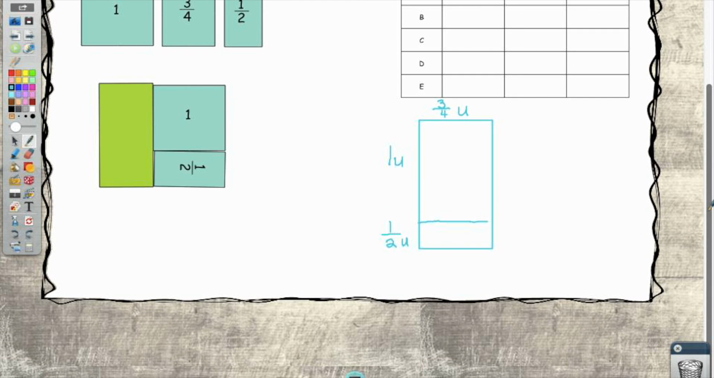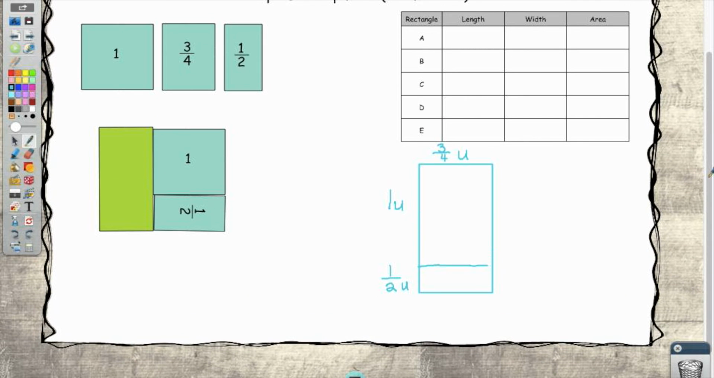Okay. So let's get that on the chart. This is rectangle C. It's 3/4 units long and 1 and a half units wide. Now we're going to solve it. Okay. So 1 times 3/4. 1 times any number is the same number, right? So 1 times 3/4, 1 copy of 3/4, is 3/4.